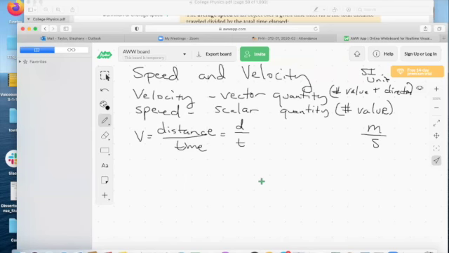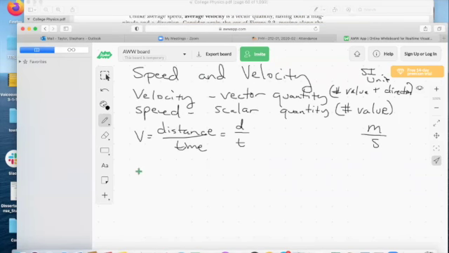So velocity is how fast you're going. It is the distance that you're traveling over the amount of time it took you to travel that distance. The length between those 2 points is in meters, and the time it took you to travel between those 2 points is in seconds. So your SI unit for velocity or speed is meters per second. Speed and velocity can be used interchangeably, though they mean slightly different things.